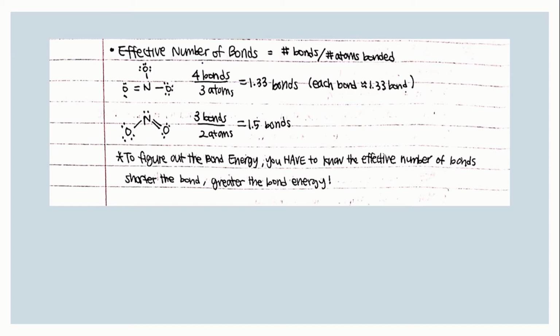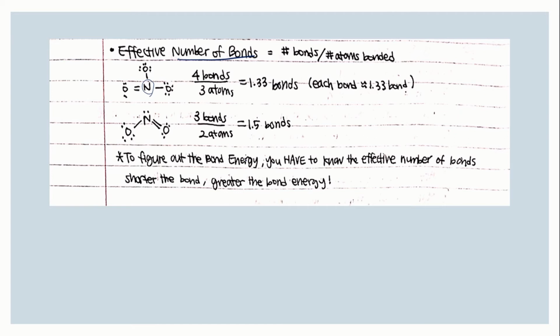Next is the effective number of bonds. And this is especially useful when you are looking at resonance structures to know approximately what number of bonds the atoms will have. And you calculate them by dividing the number of bonds by the number of atoms bonded. So for nitrogen in here, it has 4 bonds and 3 atoms are bonded to it. So you divide 4 by 3 and you get 1.33 bonds. And for NO2, you do 3 divided by 2, which is 1.5 bonds.